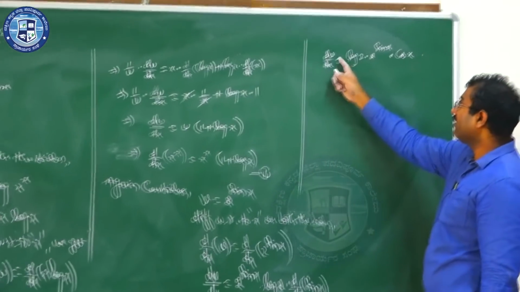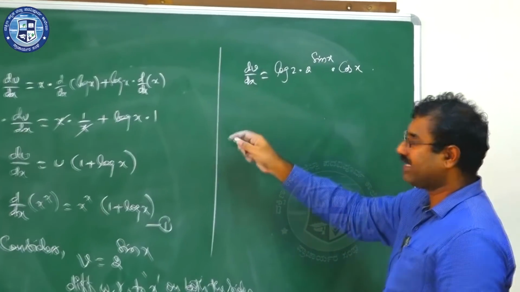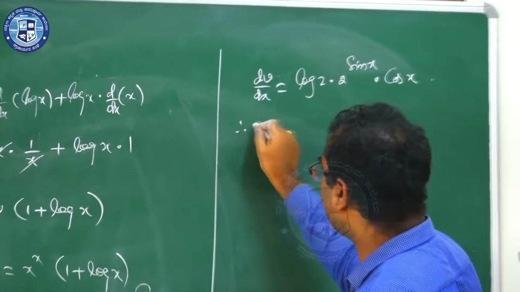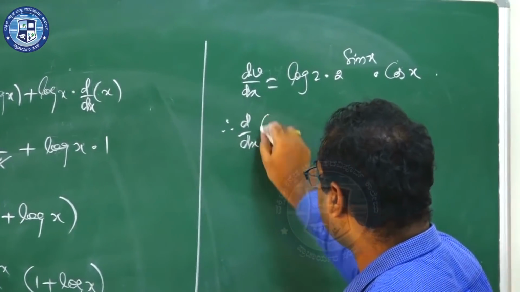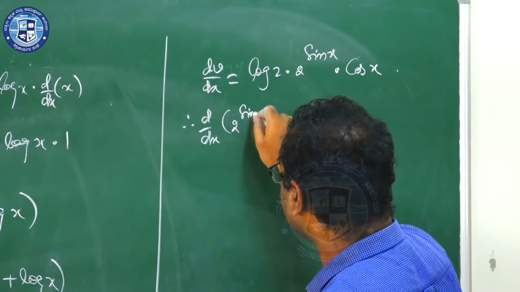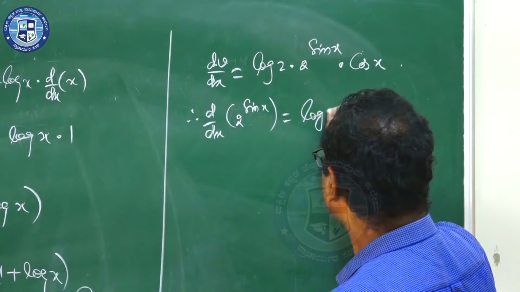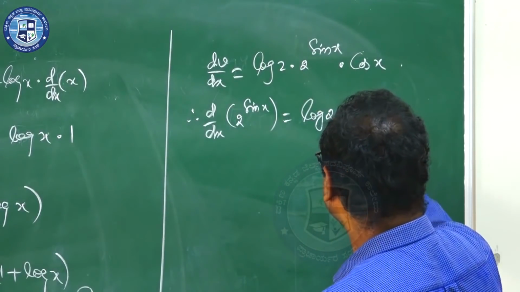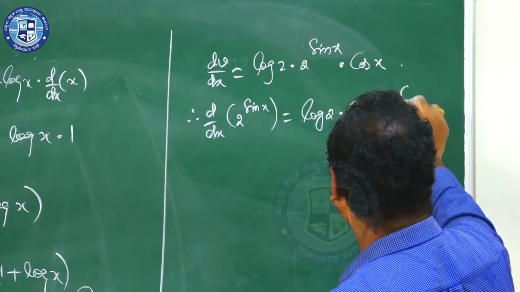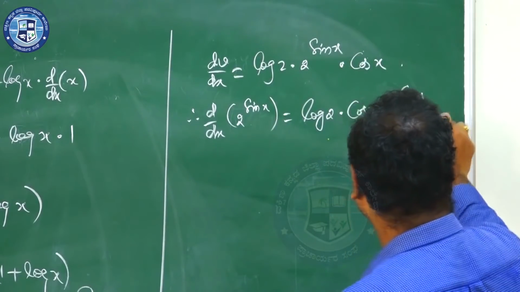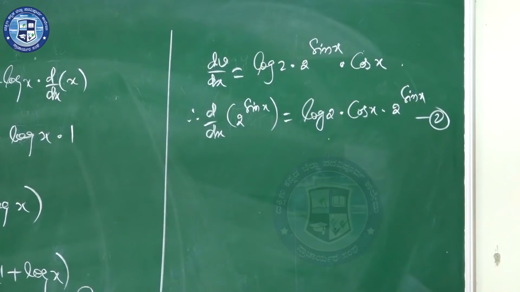So, what is this v now? 2 power sin x. Therefore, d by dx of 2 power sin x is equal to log 2 into cos x into 2 power sin x. We got it. We name it as 2. Okay. So, what is given now for us?